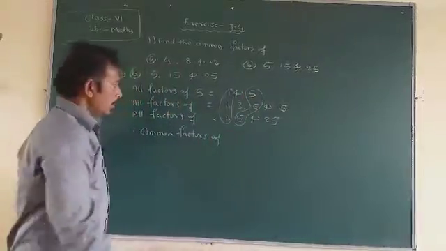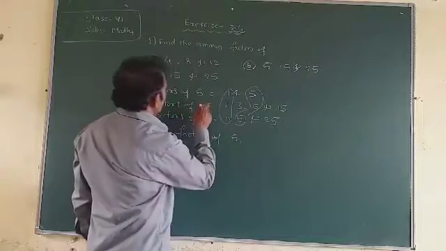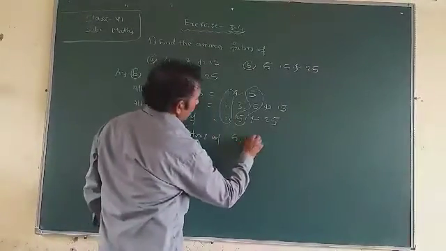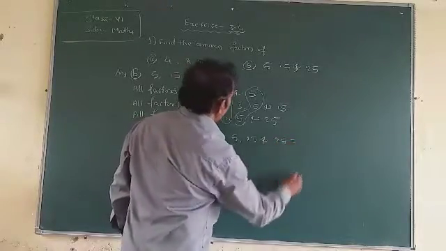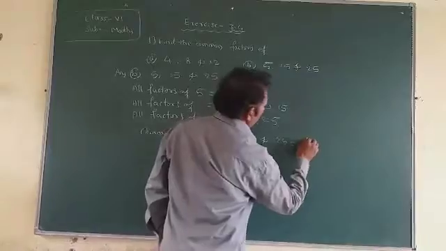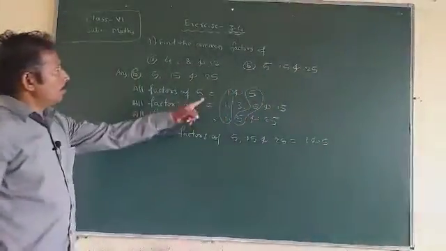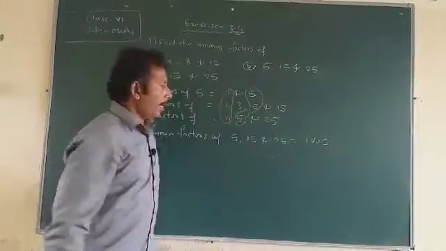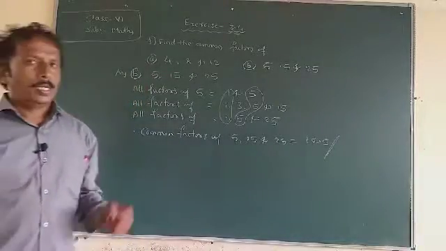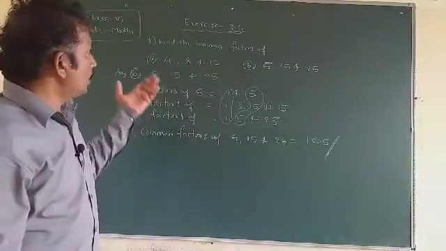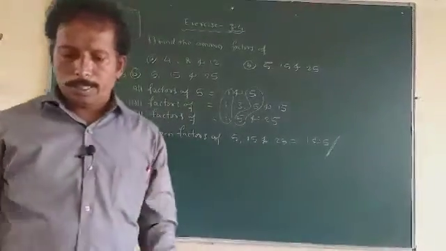Therefore common factors of 5, 15 and 25 is equals to 1 and 5. These are the common factors of 5, 15 and 25. So students, this is the method how to find the common factors of given 2 numbers or 3 numbers.